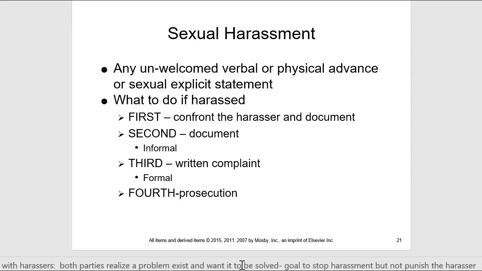The second time it happens, you do the same thing, you document, and then you take it to human resources at that point. If at any point you feel that safety is an issue, you report that right away. Okay, and so if it's happening up to a fourth time, then you can go to the police with that. But usually workplaces take sexual harassment complaints very seriously, especially in healthcare.